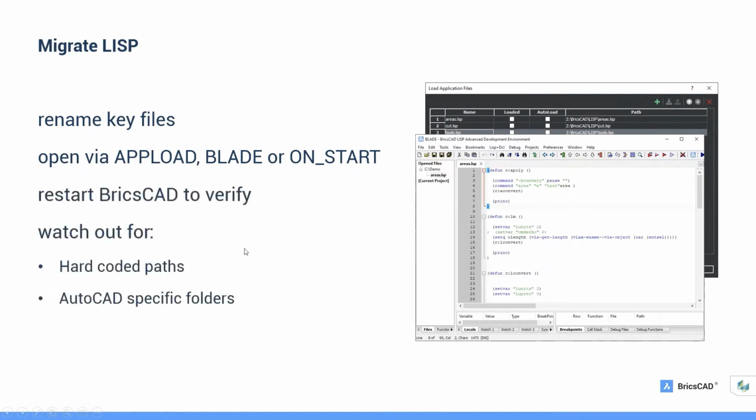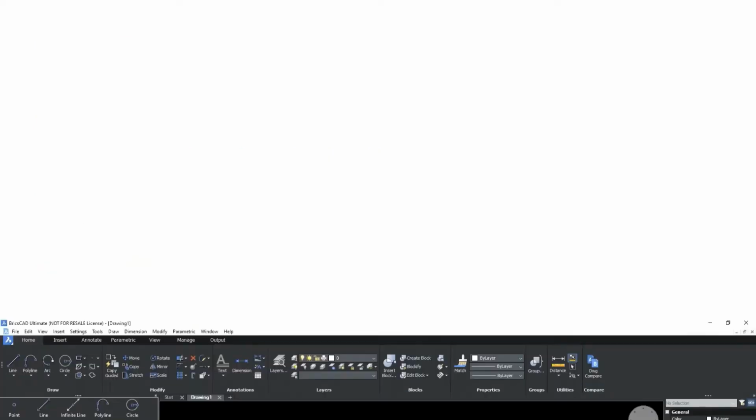And all we have to do is really restart BricsCAD just to verify. Some of the watchouts: pathing. If you have something in your program that's an AutoCAD-specific folder, well, someday AutoCAD is not going to be there. So if you leave that AutoCAD path in the file, you're going to have problems because it's going to be looking for a folder that's not there. So we'd like to look for those types of things and change them over to our BricsCAD folder.